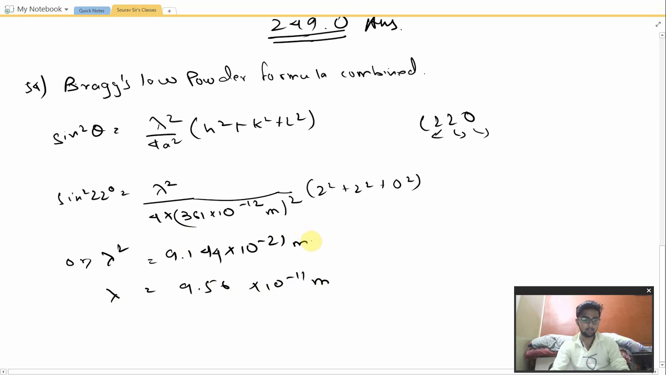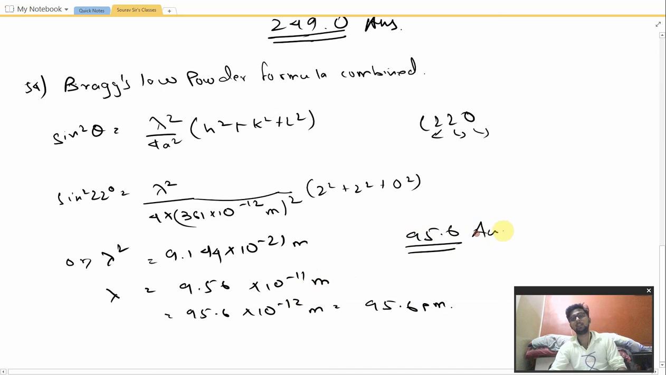All are in meter. Now we are expected to calculate the value in picometer. So using 10 to the power minus 12, we have 95.6 into 10 to the power minus 12 meter, which is equal to 95.6 picometer. It is given to round off the answer to one decimal place, so 95.6 as it is in my answer. In the chat box you will be writing 95.6 as your answer.